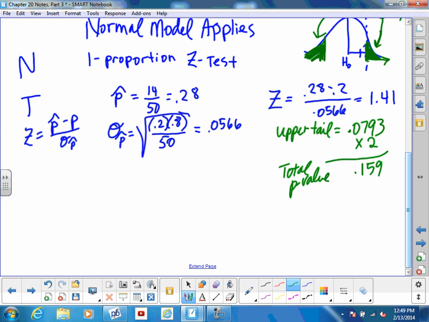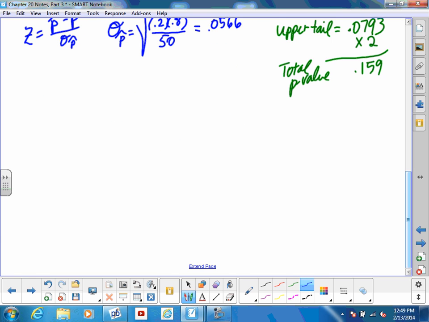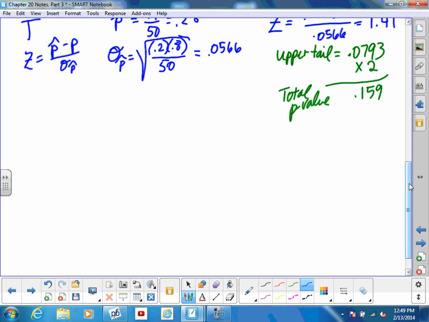Okay? You are only multiplying this by 2 because this is a two-tail problem. If this was a greater than problem, you'd be 0.0793. Okay, what is next in our PHANTOMS model? After the T comes O. What does O mean? O means obtain a p-value.